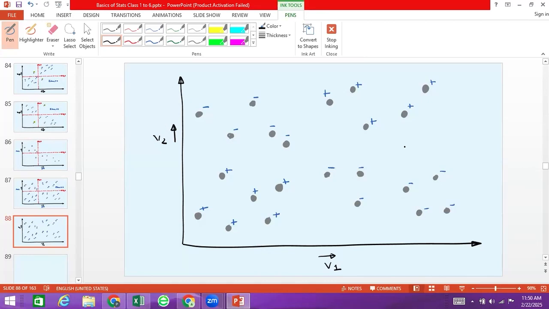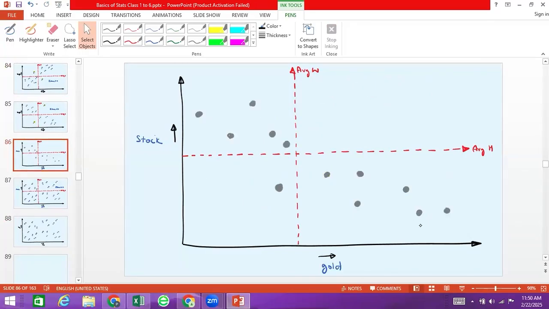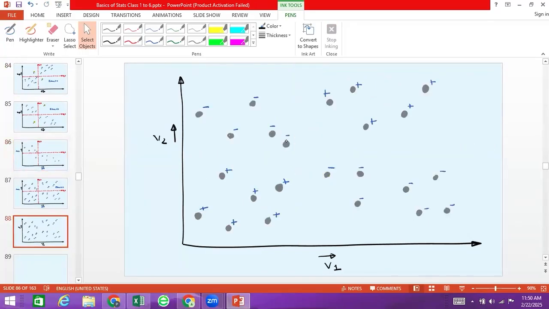Okay, so it means that it can identify all kinds of trends. It can identify this when it is a positive trend. It can identify this when it is a negative trend, and it can identify this when there is no trend. When it is an increasing trend, it is a positive area. When it is a decreasing trend, it is a negative area. And when it is a zero area, it means that there is no trend between the two variables.